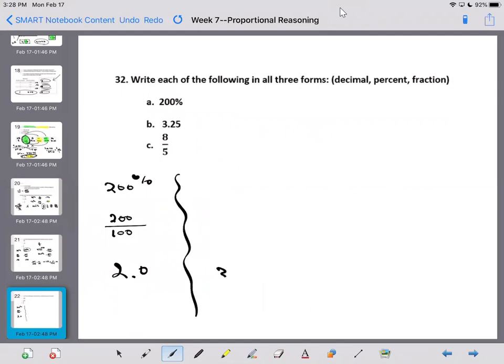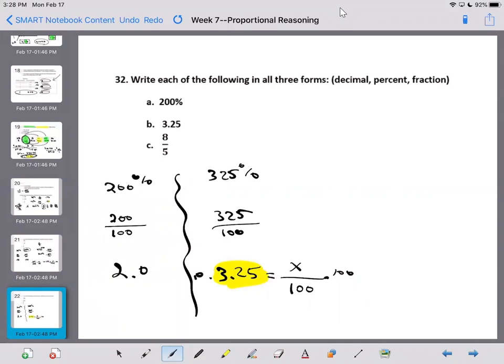If you're dealing with 3 and 25 hundredths, we know that that's going to be 325 hundredths, which would be 325%. So again, after you've done the part to whole, you have the percent divided by 100. If you just multiply both sides by 100, 3 and 25 hundredths multiplied by 100 would be 325. That would be your percentage.